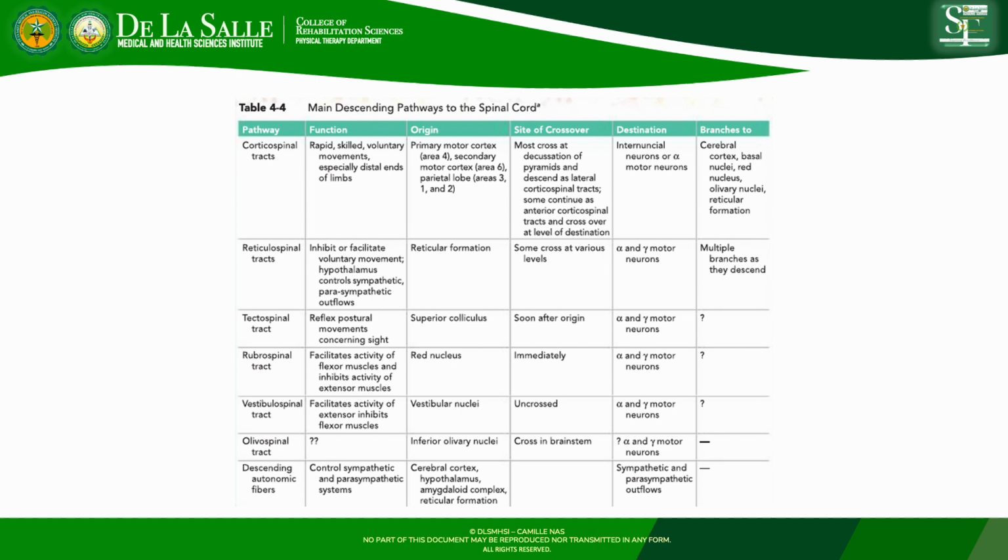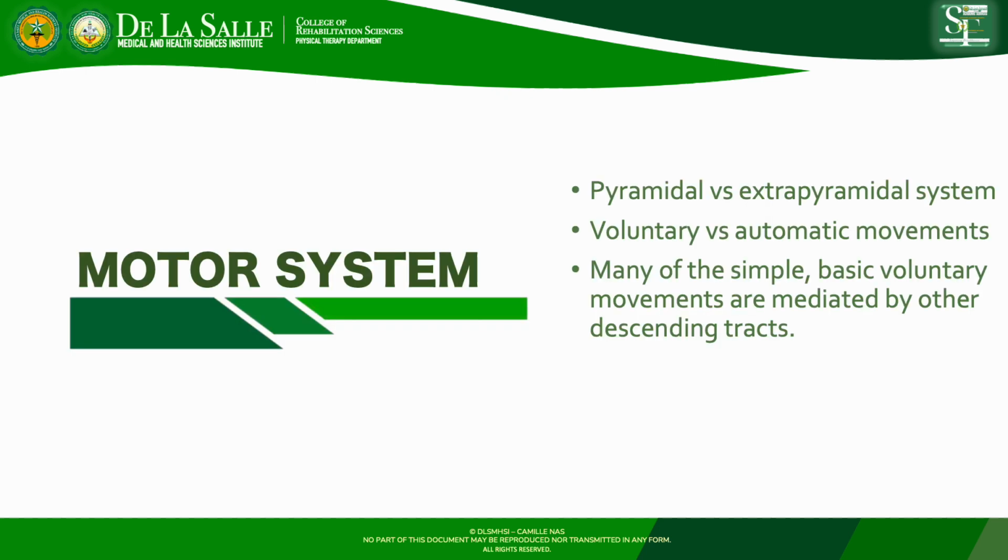Now, the descending autonomic fibers are part of the autonomic nervous system, and we will not be discussing them under this discussion. Okay, so we'll start with the corticospinal tract. But before that, let us first differentiate the pyramidal system versus the extrapyramidal system.